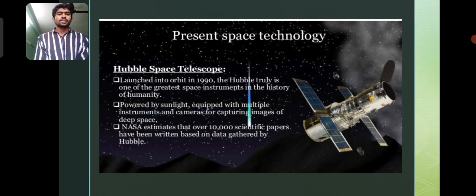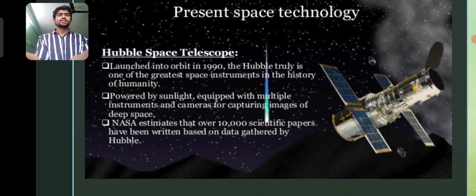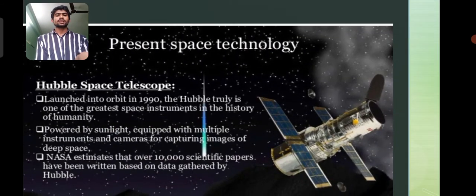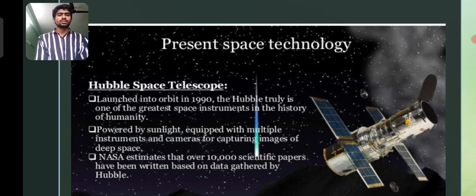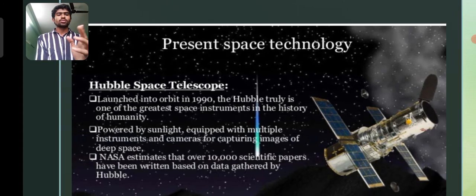And next, present space technology. The Hubble Space Telescope was launched into orbit in 1990. Hubble truly is one of the greatest space instruments in the history of humanity. Powered by sunlight, it is equipped with multiple instruments and cameras for capturing images of deep space. NASA estimated that over 10,000 scientific papers have been written based on the data gathered by Hubble.